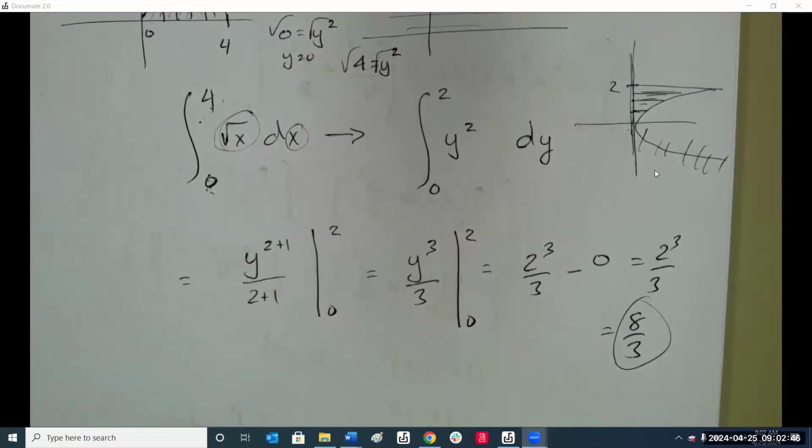So whenever you change the direction of integration, you not only have to change the x to y, the dx to dy, but you also have to change the bounds of integration.